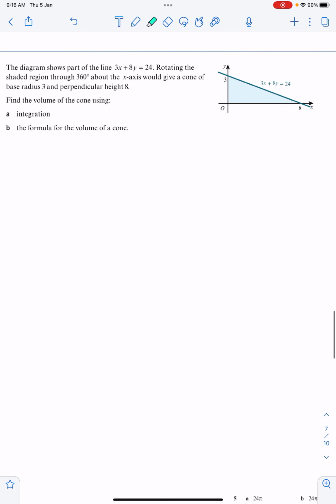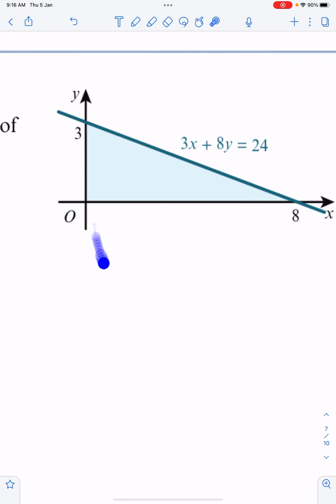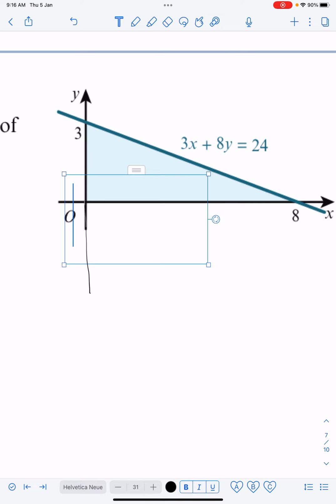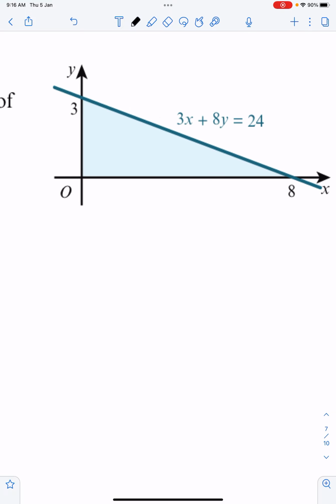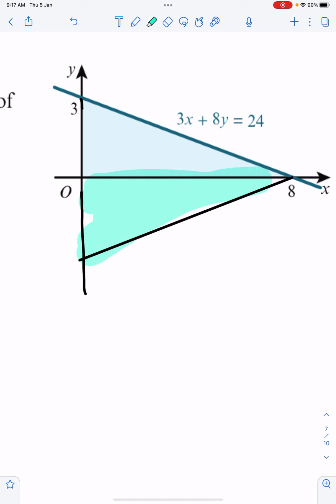It says the diagram shows part of the line 3x plus 8y equals 24. This is the line. Rotating the shaded region through 360 degrees about the x-axis would give a cone of base radius 3 and a perpendicular height 8. This is very evident here that if you rotate it 360 degrees about the x-axis, this whole part will be shaded, and what we will get here is a cone.